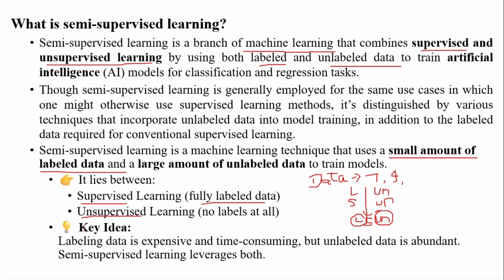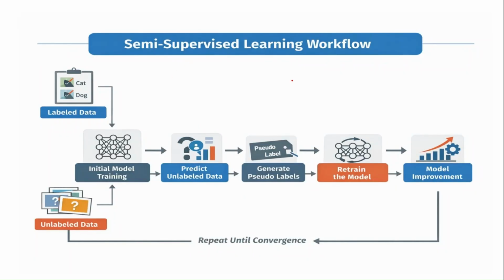So what is the key idea here? Labeling the data is expensive and time consuming, but unlabeled data is abundant. Semi-supervised learning leverages both. Okay, this is what we call semi-supervised learning, right? So how does it work? This is the workflow of semi-supervised learning.